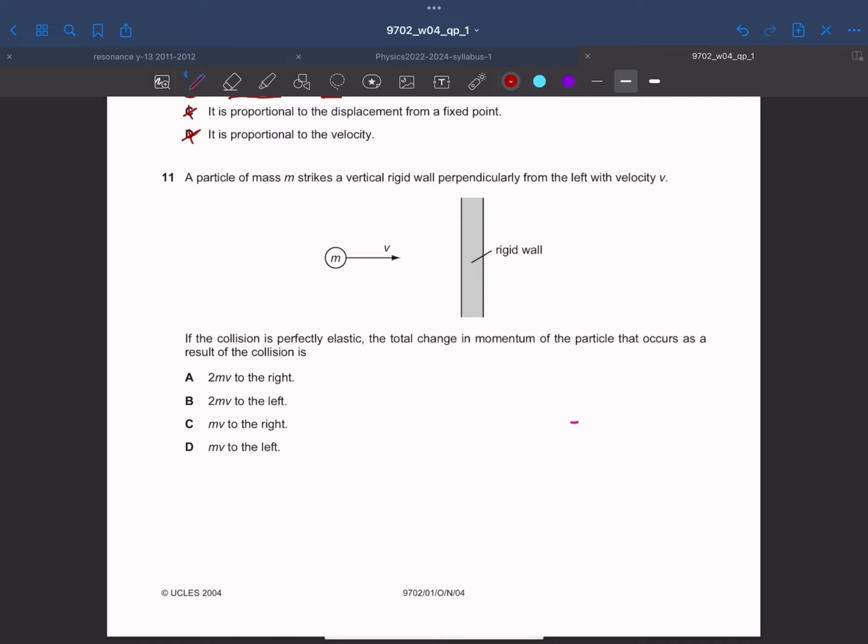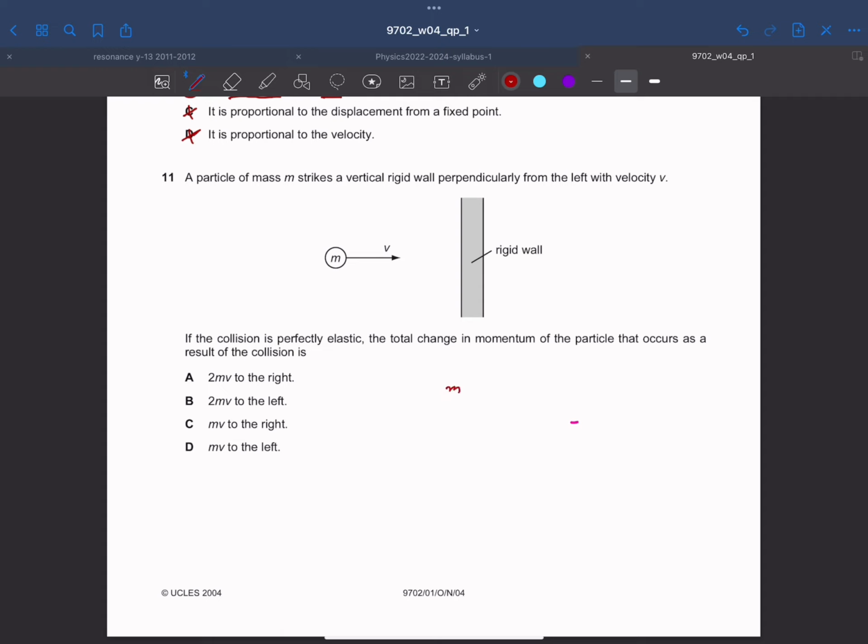A particle of mass m strikes a vertical rigid wall perpendicularly from the left with velocity v. What is happening? The ball is coming in this direction. If the collision is perfectly elastic, the total change in the momentum of the particle that occurs as a result of the collision is. So what is happening? The ball or the particle will strike, collide, and rebound. So what is the situation of the change of momentum?